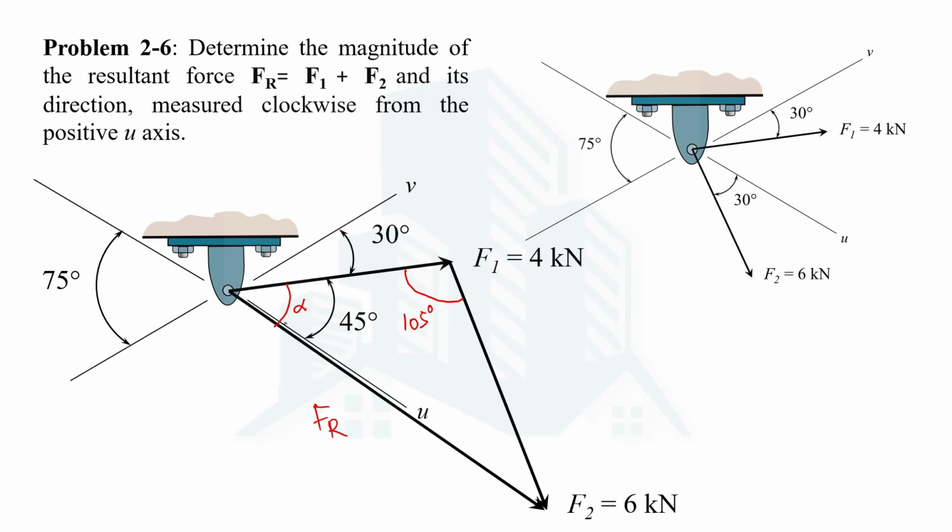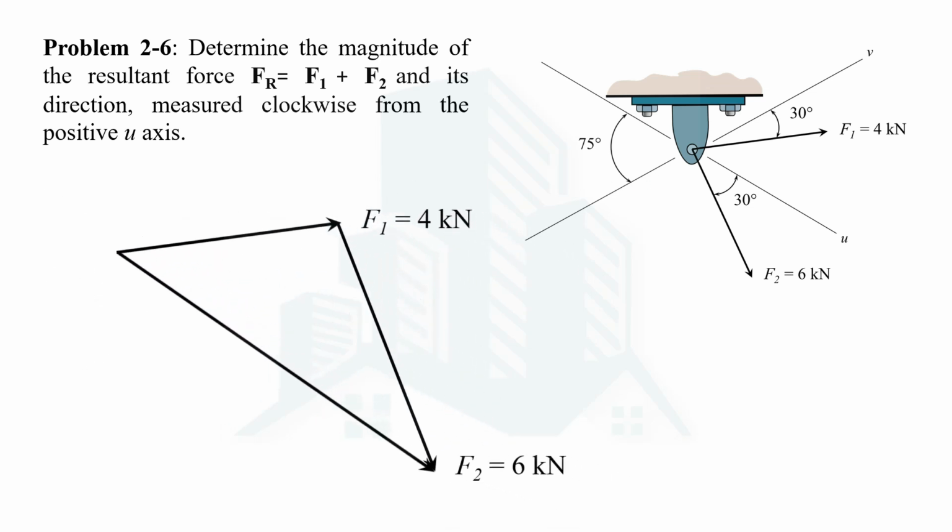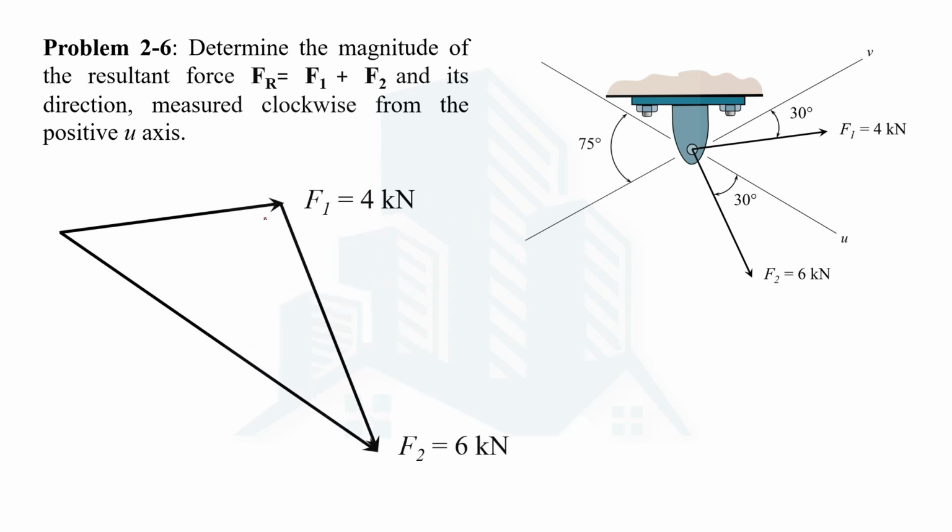The total interior angle is alpha, and if you look at this triangle where we have this side as F1, this side as F2, and this side as the resultant, so we know the magnitude of all three sides, then we can simply calculate this alpha using the sine law. So let me separate this triangle so that you can have a better understanding of applying the sine law. So this angle is of our interest. This angle is 105 degrees.